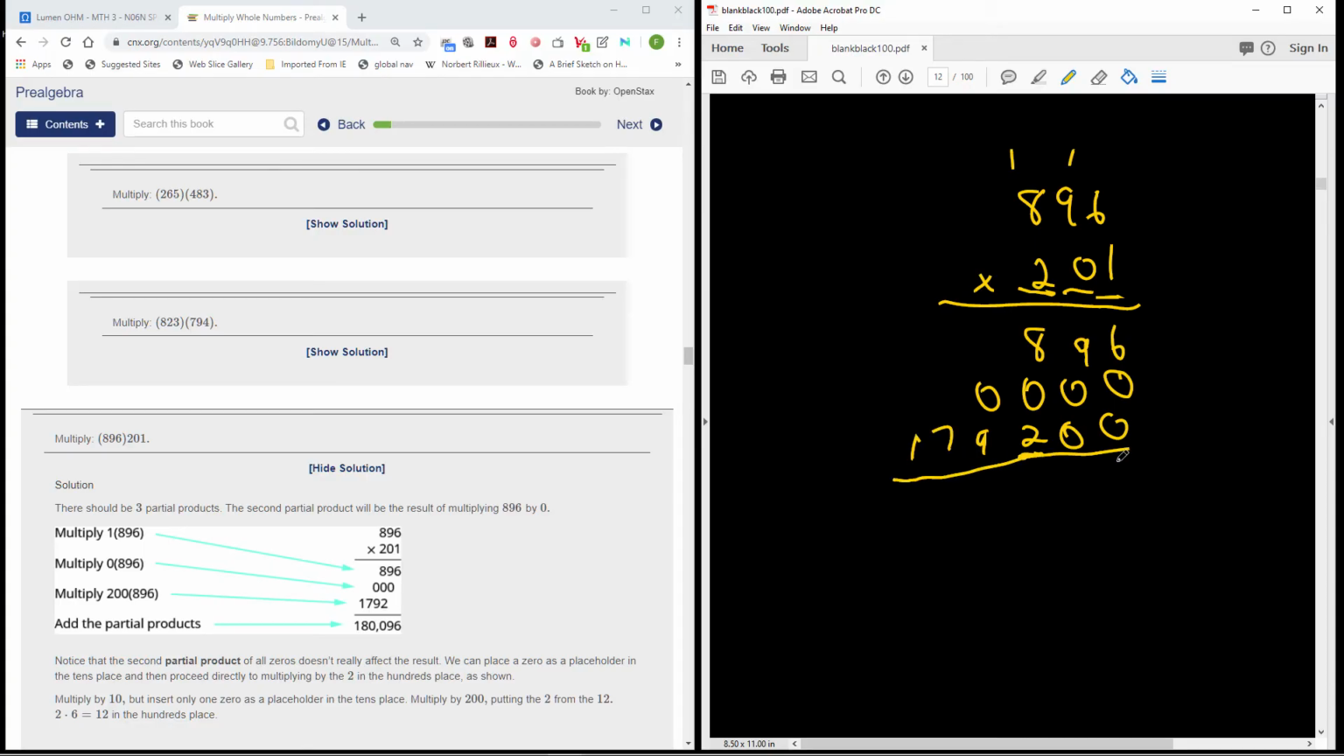Then we add these together. 6 and 9. 8 and 2 is 10. 9 and 1 is 10. And 8. And 1 there. So we have 180,096.